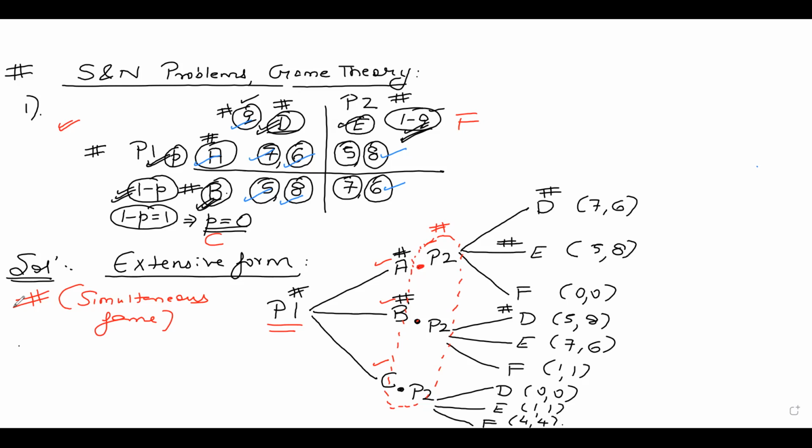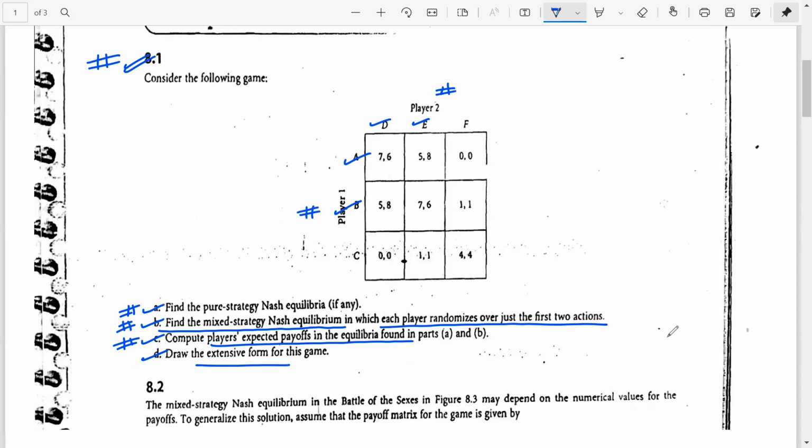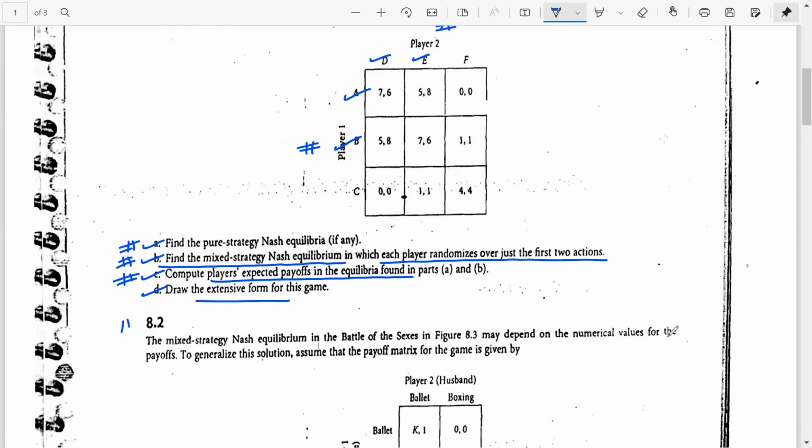So this is where I intend to stop in this particular lecture. What we have covered in this lecture, we have done the first problem from the Snyder and Nicholson back problems based on game theory. We'll start our discussion from problem 8.2 in the next lecture for the practice based on game theory.